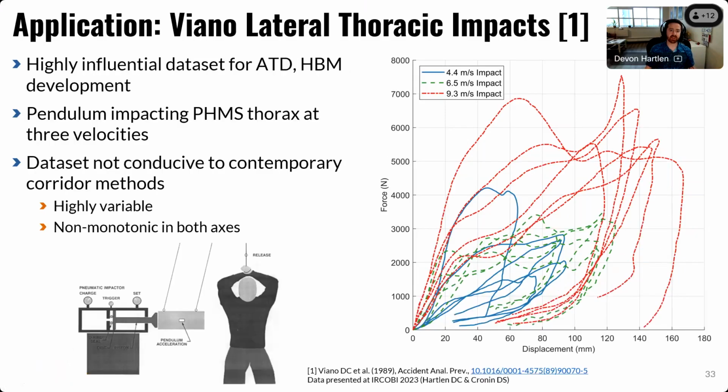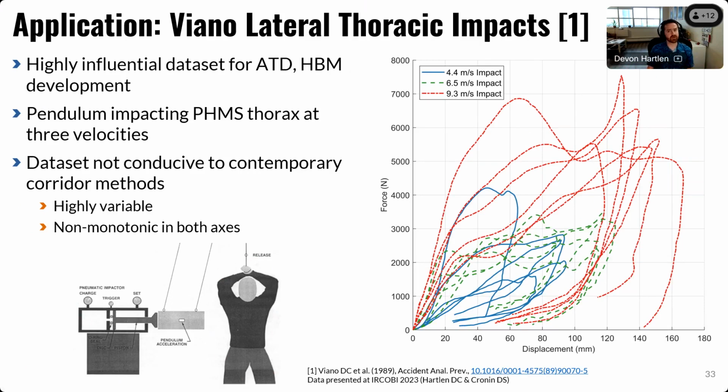A more challenging application is a really influential data set in biomechanics, which is the Viano lateral thoracic impact test. And you have an example of it down here where postmortem human subjects were impacted laterally with a pendulum at 3 different velocities. And this has been highly influential for developing ATDs and human body models. The challenge with this data set and any sort of load-unload data is that it is hysteretic. That is, it is non-monotonic in both axes. And also because we're dealing with humans, it's highly variable.